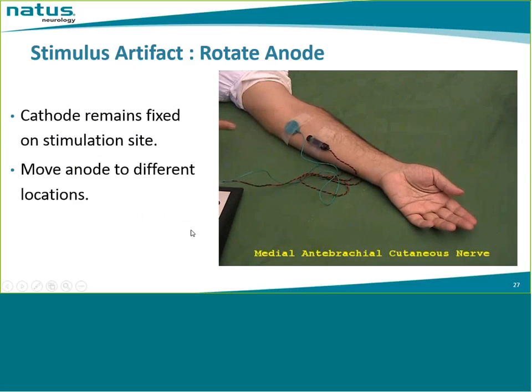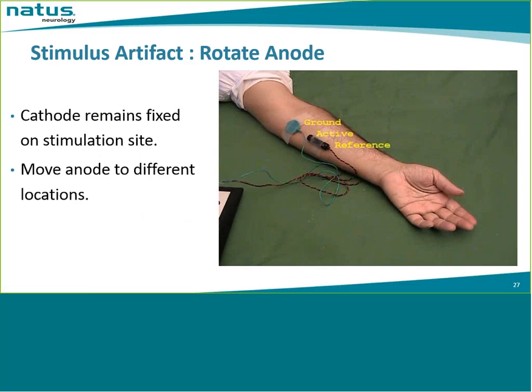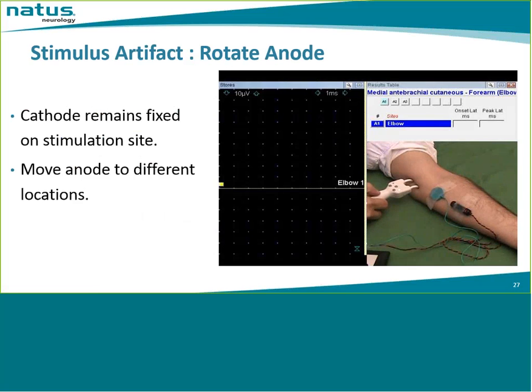So let's look at this illustration. We are going to do a medial antebrachial cutaneous sensory nerve conduction study. The bar electrode is the recording electrode. The ground electrode is proximal, and we are stimulating above the elbow. The pin under the lit LED is the cathode. We can see the stimulus artifact. We can see the sensory nerve action potential. It's not a bad recording, but I think we could do it better.